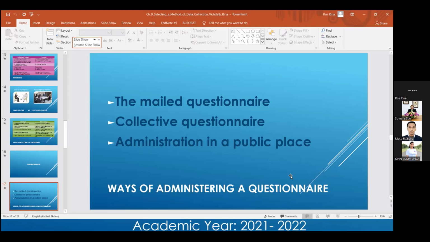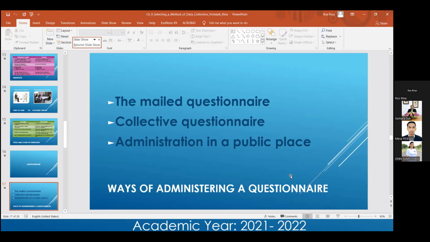But this one, they need to explain the purpose of doing it clearly, because if they don't explain clearly, people might refuse to give you the answer, because they are not sure whether you do this in the right way or the wrong way. So they are afraid to give you information. So we need to give clear instruction and clear information about the purpose of doing this questionnaire.